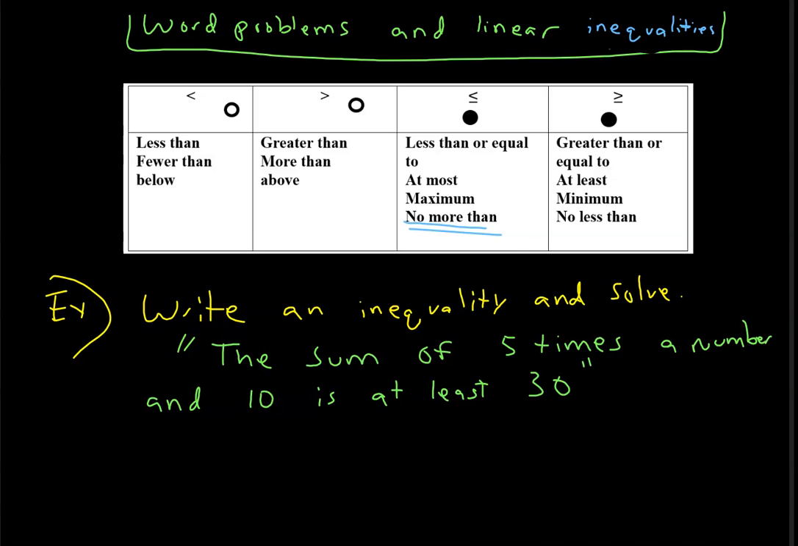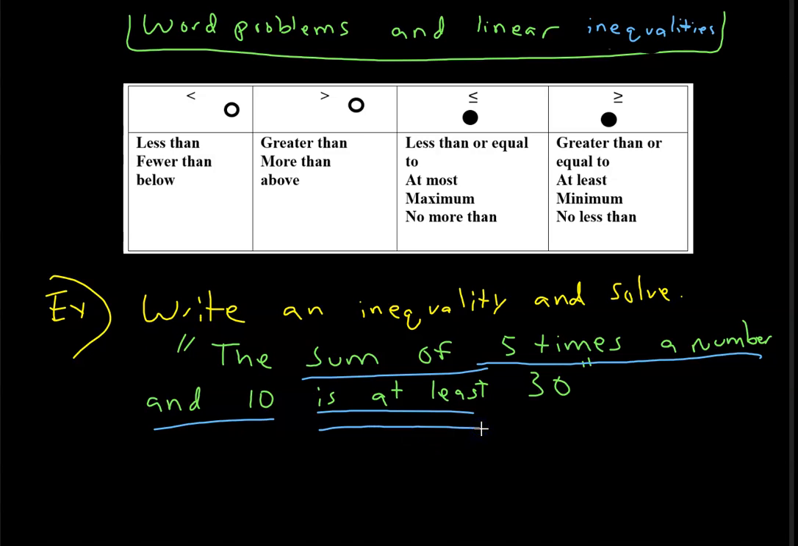All right, so I've got a new one. This problem says the sum of 5 times a number and 10 is at least 30. So sum of 5 times a number and 10 would be 5 times some number x plus 10. And it says at least. So at least is here, and that would be greater than or equal to. So it has to be greater than or equal to 30. At least means it has to be greater than or equal to that number.